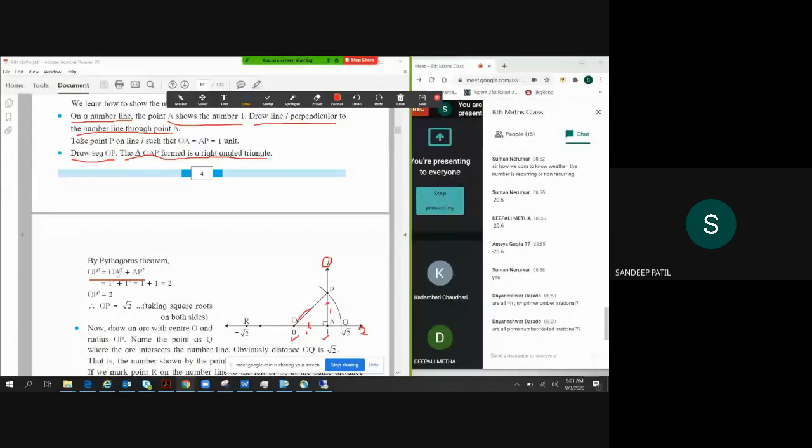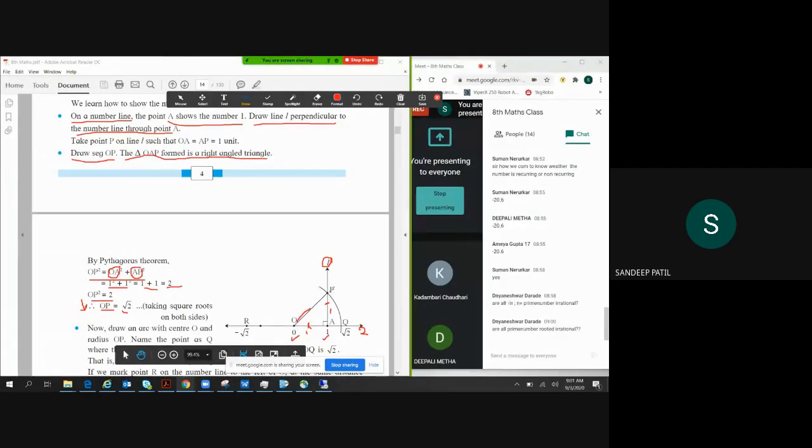So we know the distance between OA and AP, that is 1. We just put that value here. So what is the answer? 1 square plus 1 square is equal to 1 plus 1 is equal to 2, right? So OP square is equal to 2. If we take the square root on both sides, OP is equal to root 2. So the length of OP is root 2.